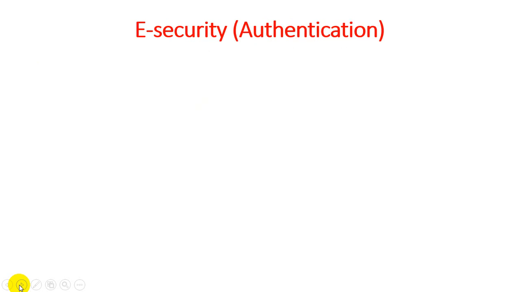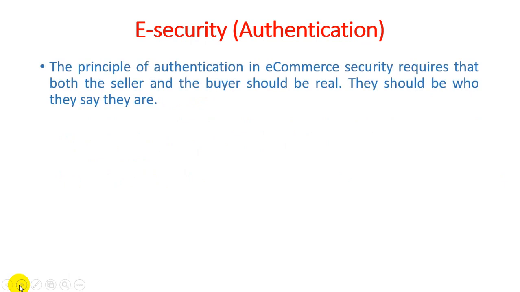Third thing, authentication, and I think everyone goes through this parameter in e-security. Authentication is a prior thing. The principle of authentication in e-commerce security requires that both the seller and the buyer should be real. Because if both communicating parties are hiding some information, then the business will never be optimized and never be authorized to access those products, or to do any money transaction. So they should be who they say they are, meaning no one can hide any information from each other.